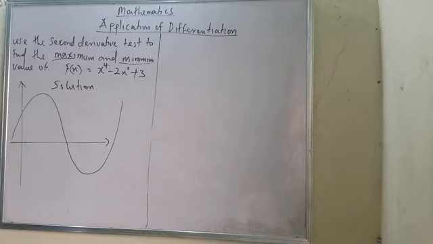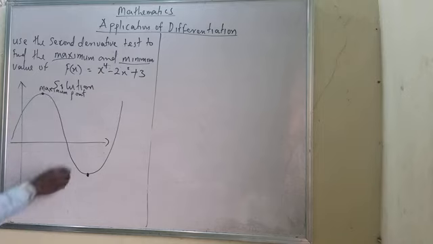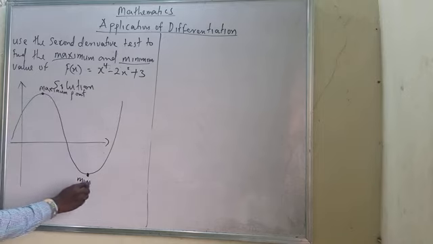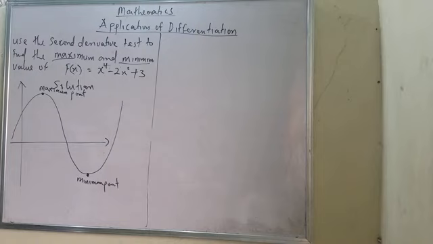Now, I've told you this is going to be a point, and this is going to be a point. This point we call the maximum point, and this is called a minimum point. Now, the condition goes this way.